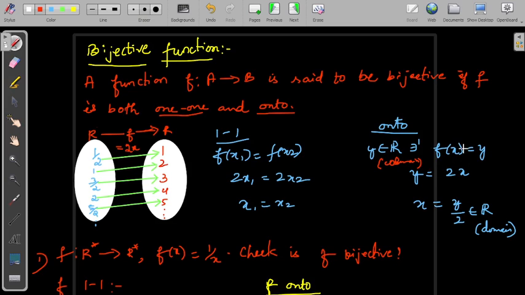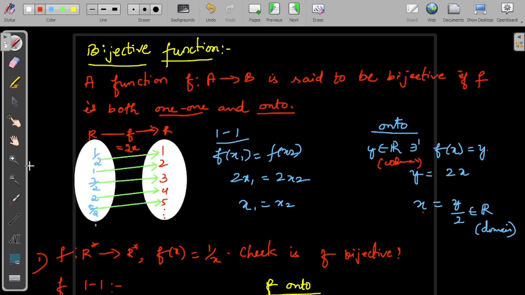So as per the definition of the function, y equal to f of x is nothing but 2x. So solve for x. x is the pre-image, y is the image. Now x equal to y by 2. The pre-image is in this form, y by 2, which clearly belongs to the domain because y is taken from the real numbers. y by 2 is also a real number. So hence this function is both 1-1 and onto, hence it becomes a bijective function.